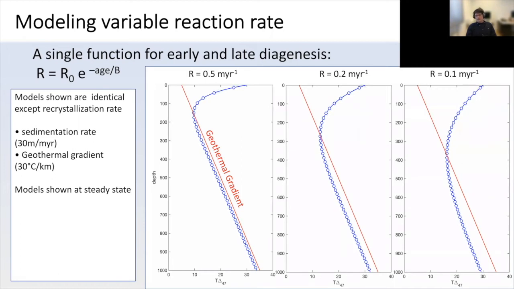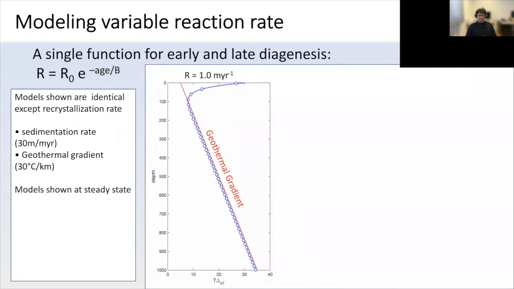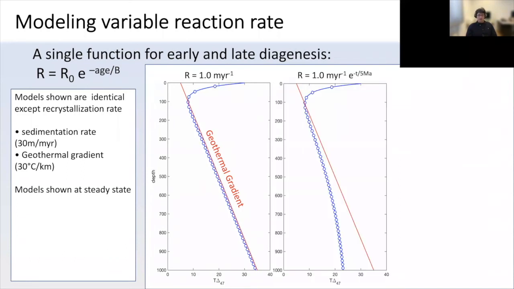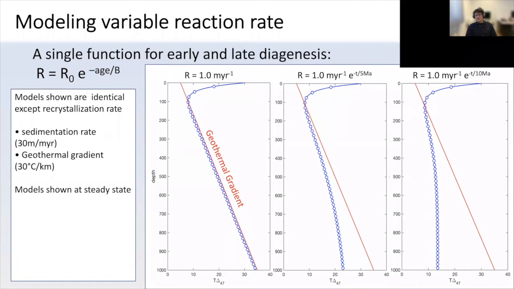But then if we start adding these lapse terms to it, here we're showing the similar model as before, no lapse term, but now we decay it over 5 million years. So it slows down with a lapse rate of 5 million years and 10 million years. And what you see is that these clumped isotope temperatures start to record progressively more and more disequilibrated temperatures with respect to their current burial depth.